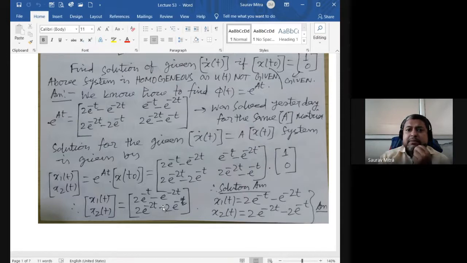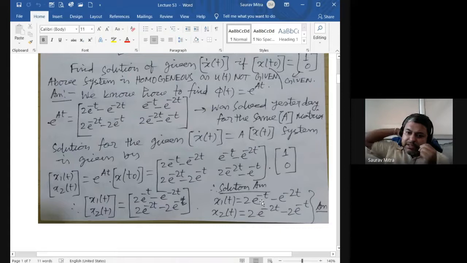And I can give you the same A matrix and initial condition, and I can ask you to plot x1(t) and x2(t). So this is the equation of x1(t), this is the equation of x2(t). Now you just plot. We know how to plot. From t equal to maybe 1 to 5 at the step of 0.01, you plot this. So it is e raised to minus t and minus e raised to minus 2t.